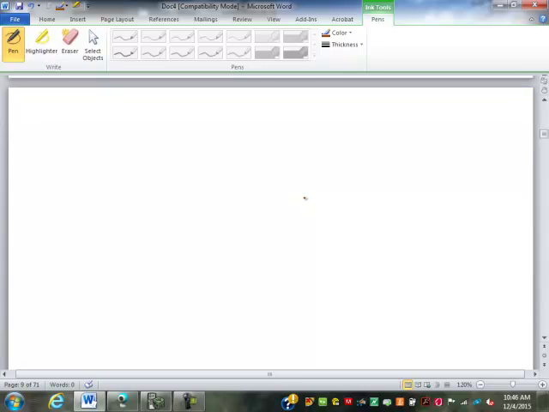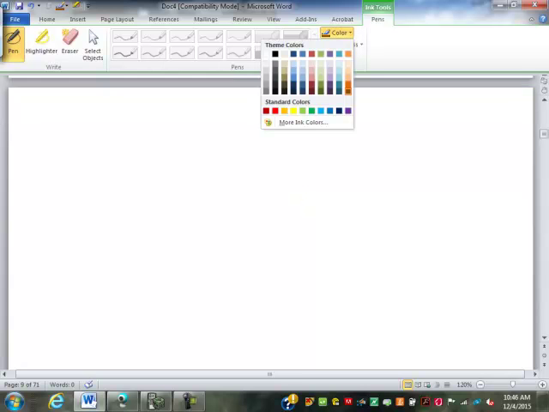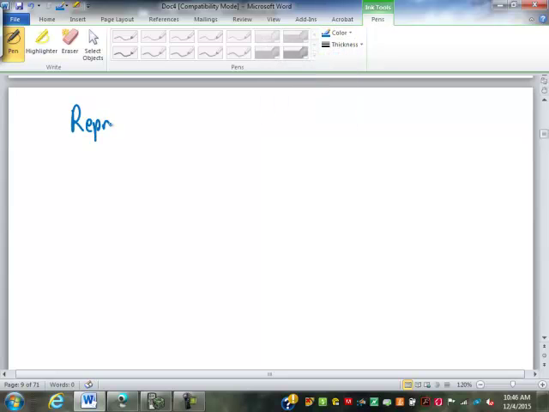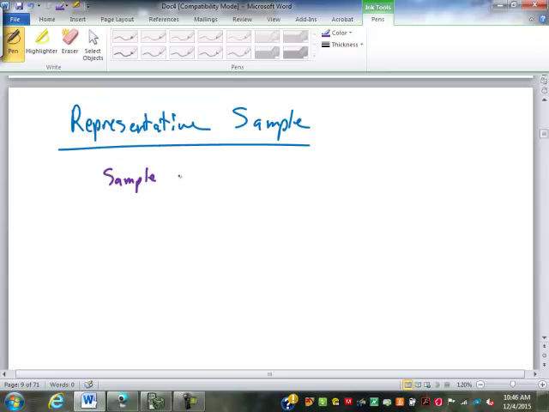Okay, now, when we're taking those samples, it's very important that we gather what's called a representative sample. A representative sample just means that it represents the whole population. For example, let's say that I'm going to take a sample of 100 students, and I'm going to survey to determine whether they're full-time or part-time.